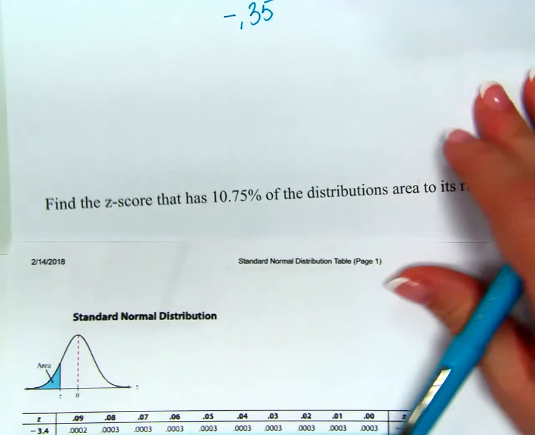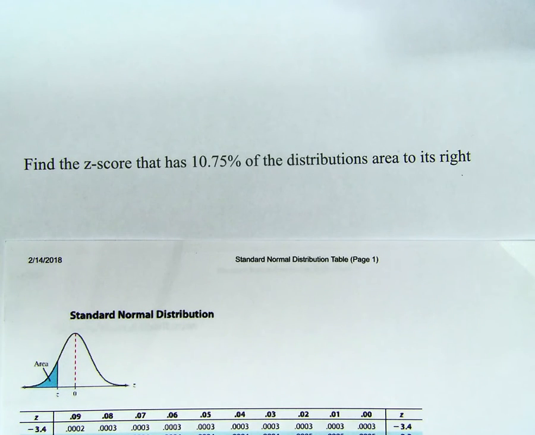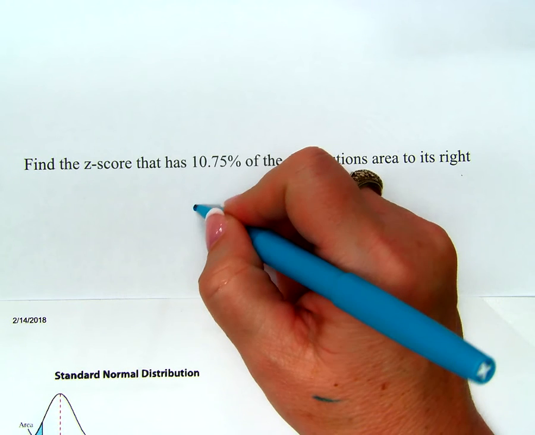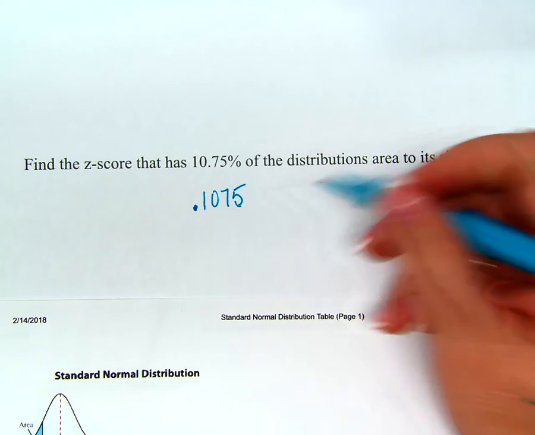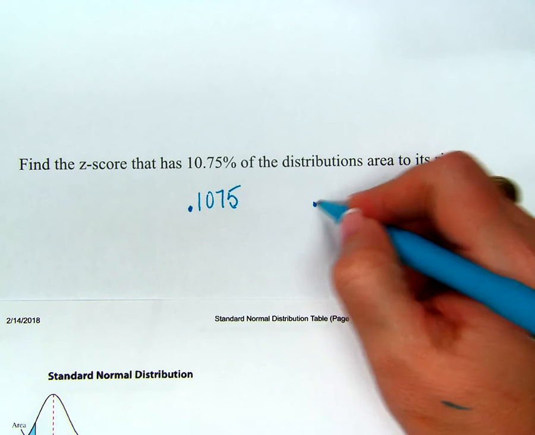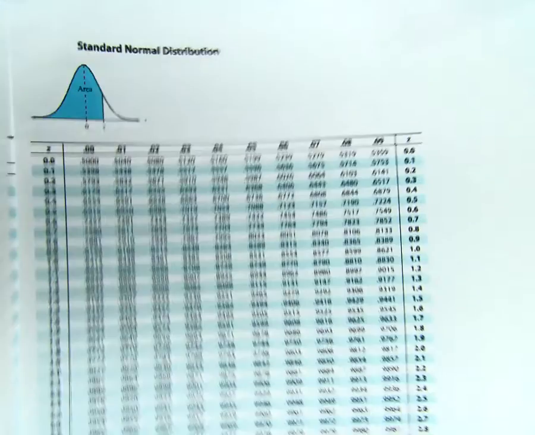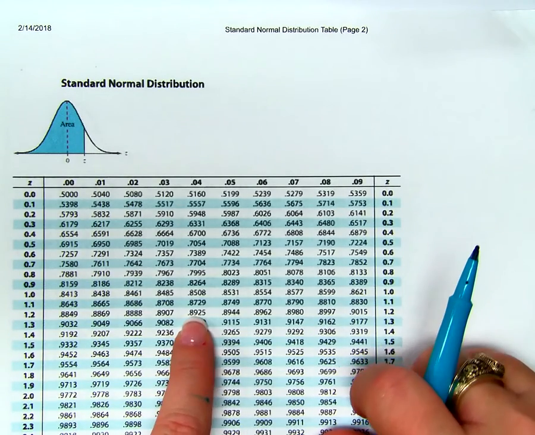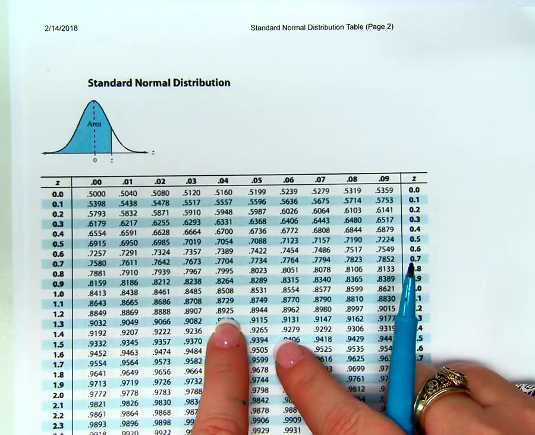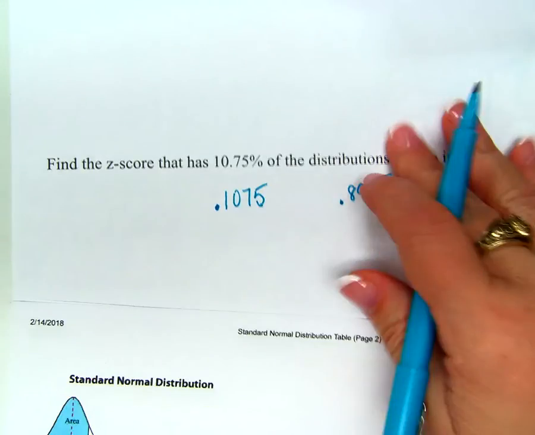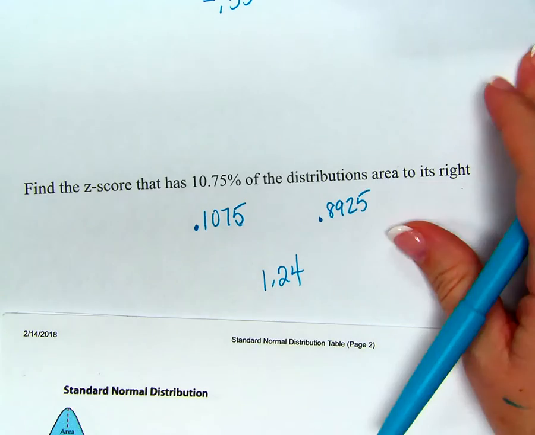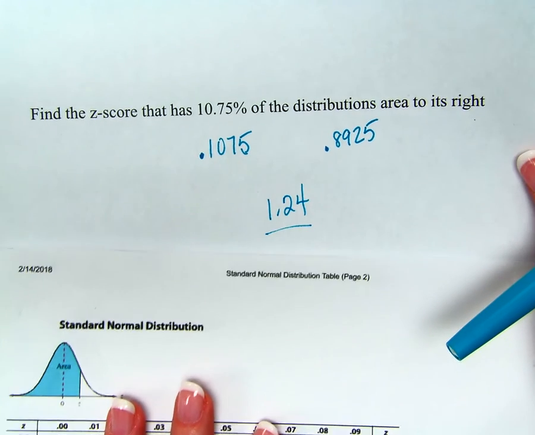Yes? What if I said find the z-score that has 10.75% of the distribution's area to its right? Well, if 10% is to its right, what are we trying to find? The other part, right? The 90, what was it, 90? So this is really the same as this, right? As a decimal, which one are we actually looking for on the chart? 0.8925, right? So on the chart, let's find 0.8925. 89, oh, there it is. So 1.24. 1.24 is the z-score. Does that make sense? Hard or easy? Easy. Okay.